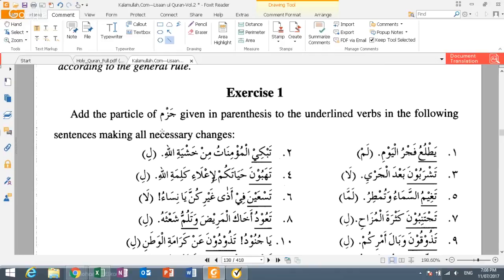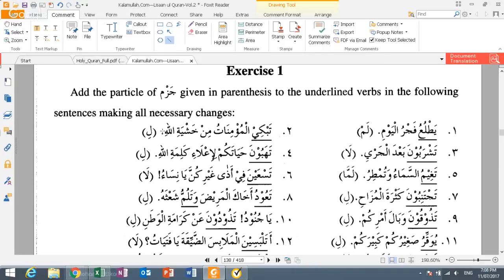Now let's quickly go to these examples, to make sure that people understand. What does it say here? Number one: add the particles of jazm given in the parentheses to the underlined verbs in the following sentences, making all necessary changes. Let's do number one to make sure you understand. Maybe I can also ask you to practice from the Quran directly, but let's go from here firstly.